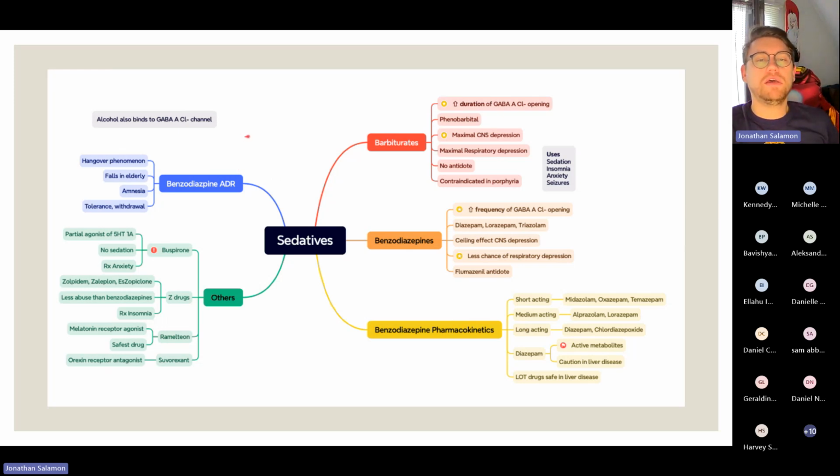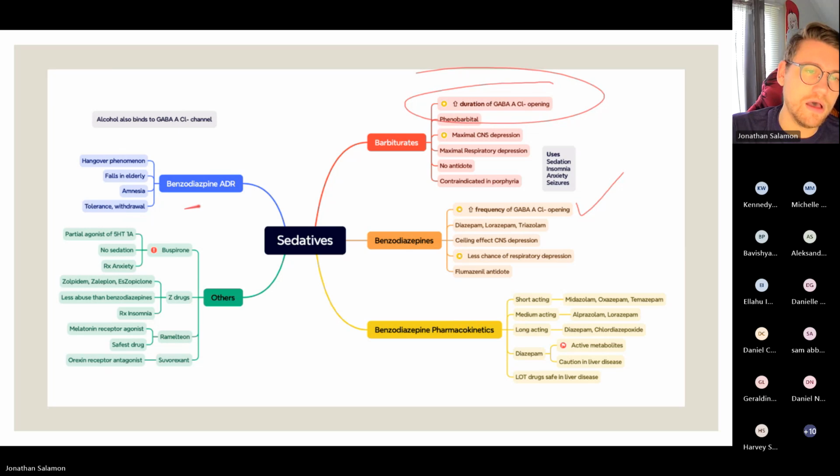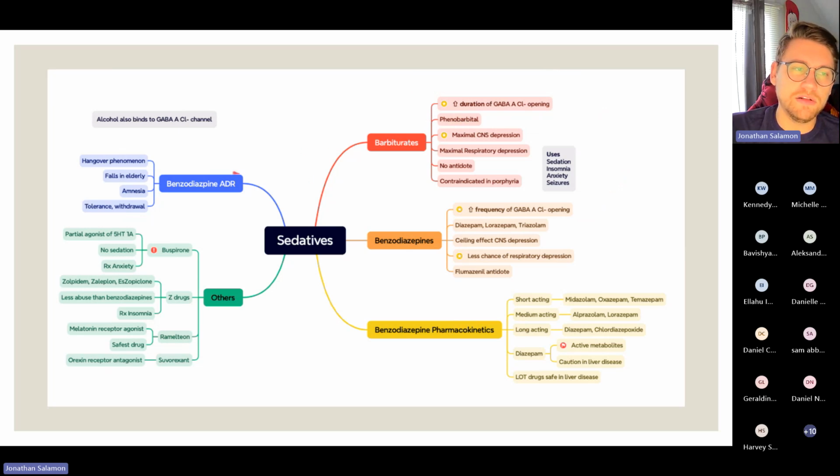For your sedatives, overwhelmingly, the most important thing to know here is the difference between benzos and barbiturates. Can't say it enough times: benzos frequency, barbiturates duration. You avoid benzos in elderly because of falls. Buspirone, do not confuse it with bupropion. Buspirone is anti-anxiety; it's a serotonin agonist. Bupropion is Wellbutrin; it's a dopamine norepinephrine reuptake inhibitor. Please do not confuse those two.